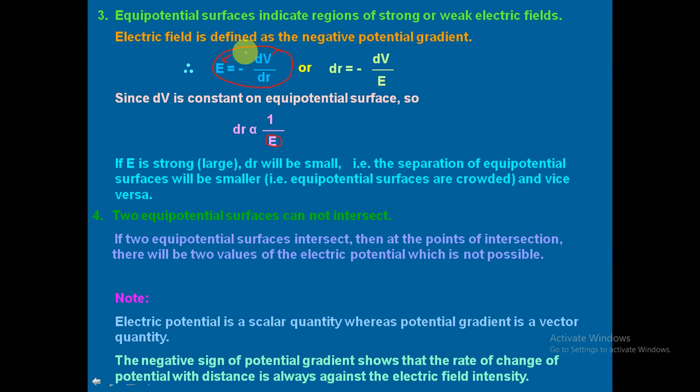And why is this negative sign there? What does this signify? The negative sign of potential gradient shows that the rate of change of potential with distance is always against the electric field intensity. So, the rate of change of potential is always opposite to the electric field intensity.